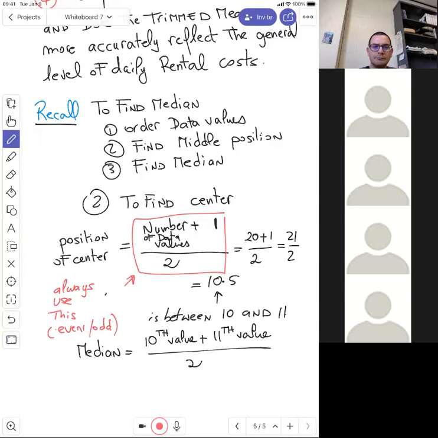And I'm always going to divide by 2 because I'm trying to figure out the middle.